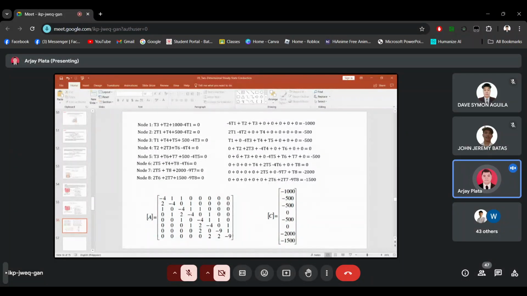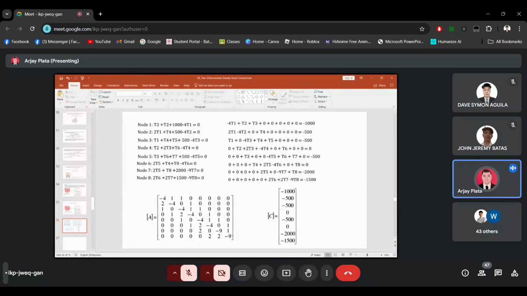0, 0, 1, 0, 0, negative 4, 1, 1. Okay, negative 500. Node 6, so we have three zeros, 1, 2, and 3, and then T4 is 1, 2, negative 4, 0, 1. So it's correct. Node 7 is 1, 2, 3, 4 zeros.